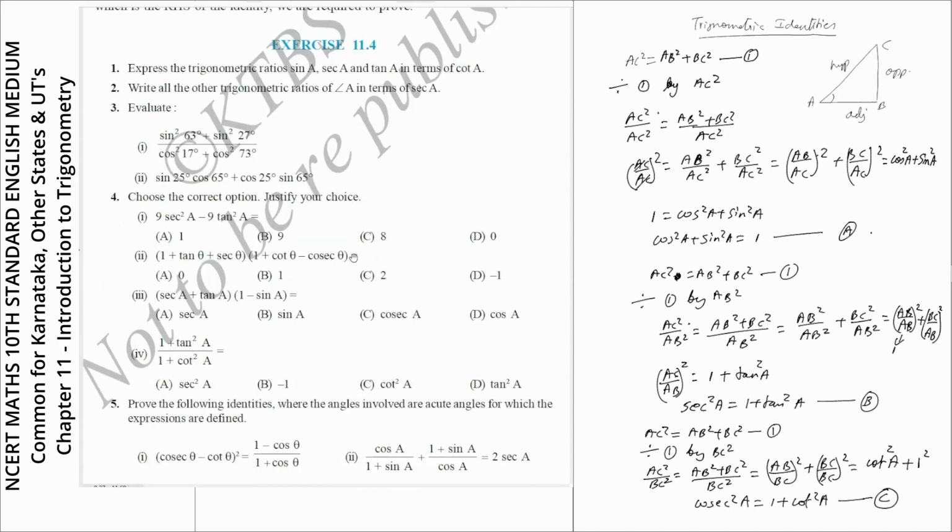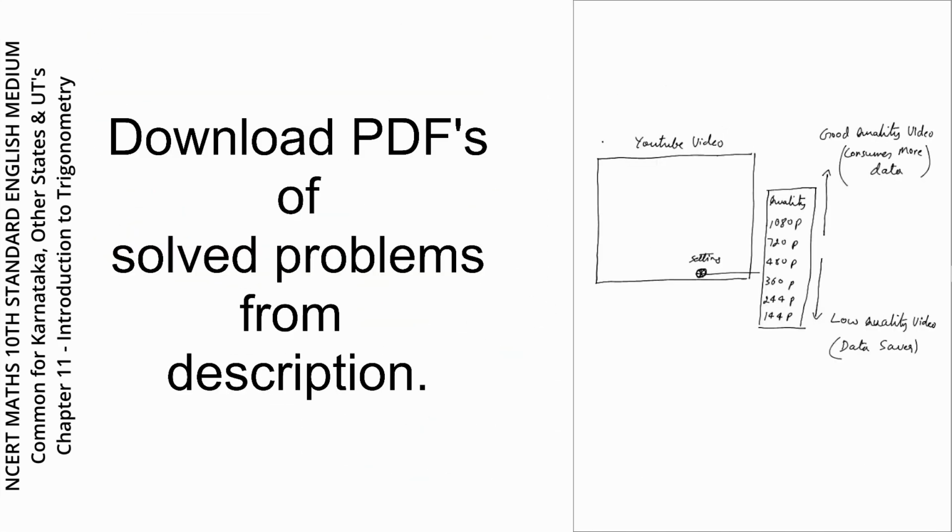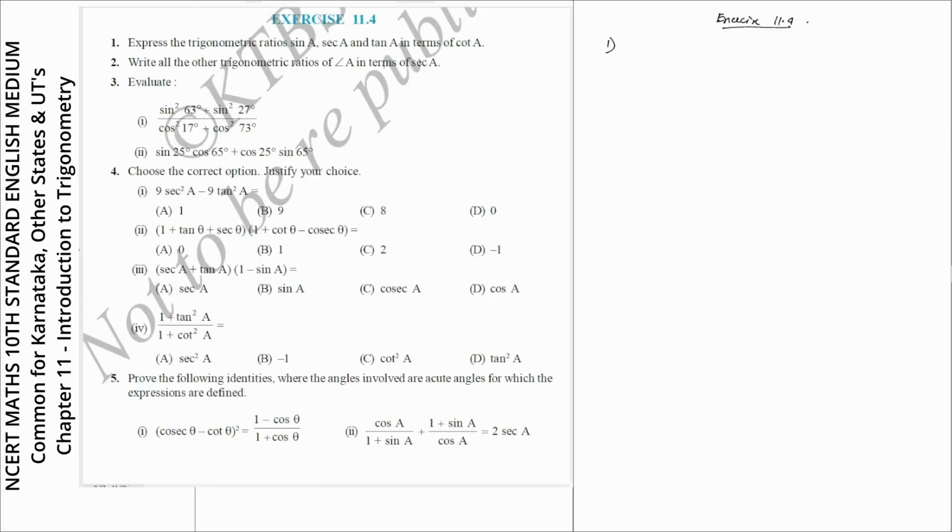Now I'll be solving exercise problems. Exercise 11.4, question number 1. Express the trigonometric ratios sin A, secant A and tan A in terms of cot A. So sin A I should express in terms of cot A, then secant A I should express in terms of cot A, and also tan A I should express in terms of cot A. So in any right angle triangle, let us say this is A, this is B and this point is C.